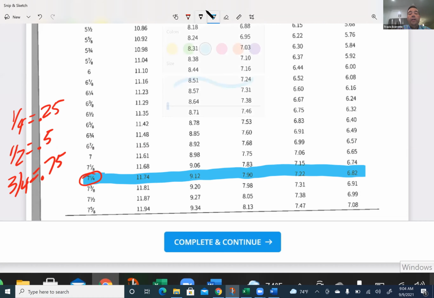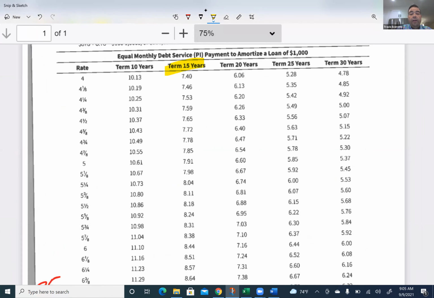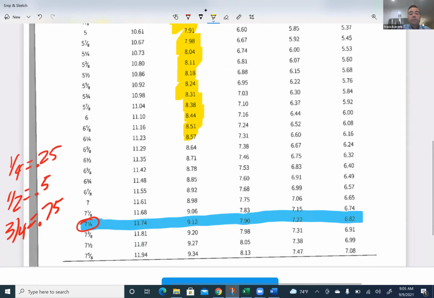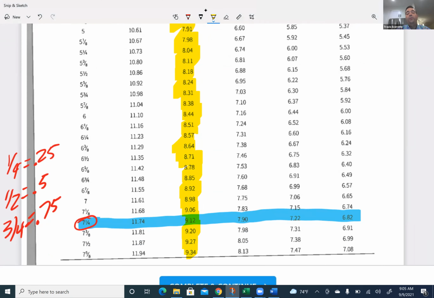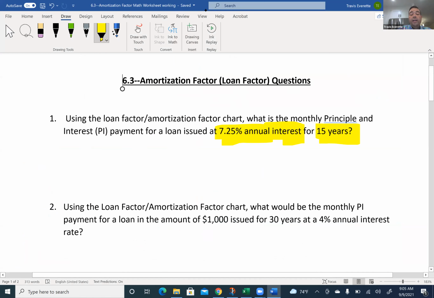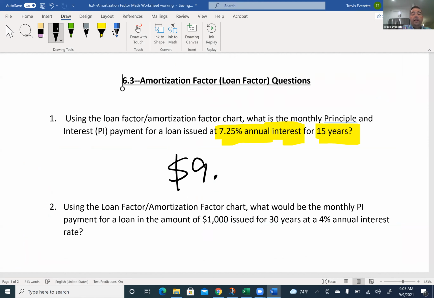And now we want to highlight the column that matters. If we go back over to here, they tell us 15 years. So I got to go back to the top, make sure I get the right column. Okay, here's my 15-year column. And I'm just going to take my highlight all the way down. Obviously, I'm not going to do all that highlighting during the test, but I want to vividly show you all. There you can see the number we're looking for is 9.12, which is, of course, $9.12. Just put a dollar sign in front of it. So there's your answer to this question. What's the loan factor? It's $9.12. Oh, sorry, I can't write with a highlighter.